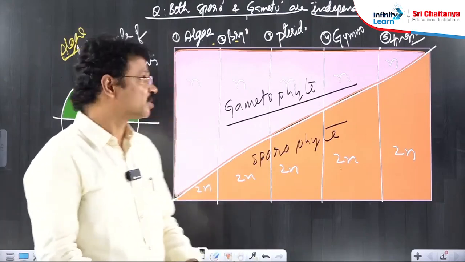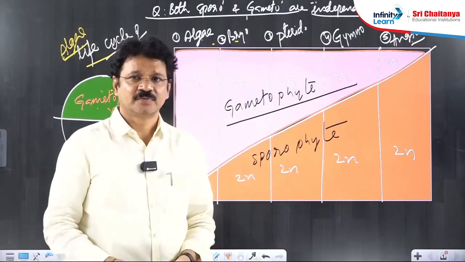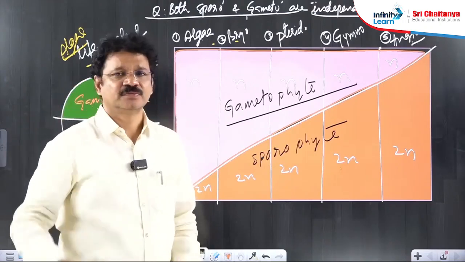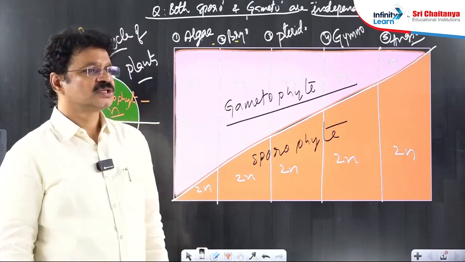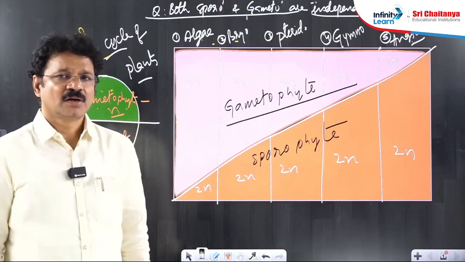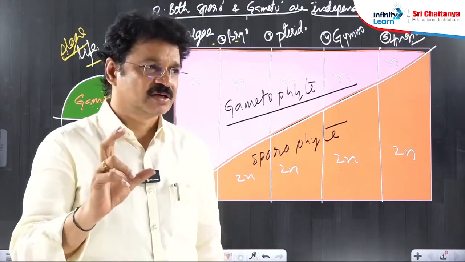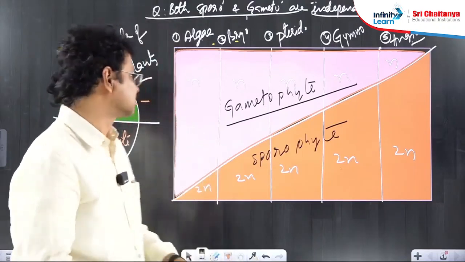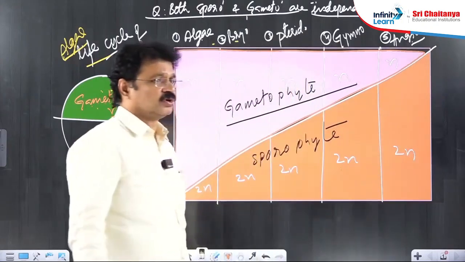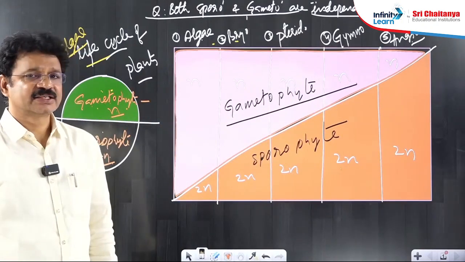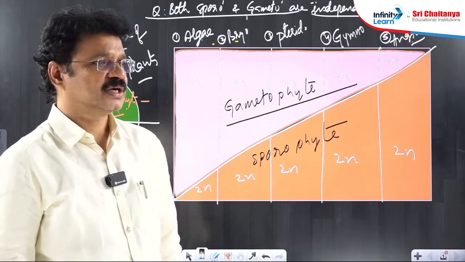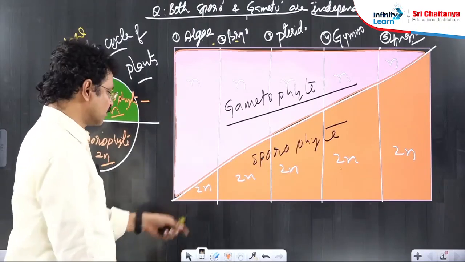In the course of evolution from algae to angiosperms, is the gametophyte in reduction or progressive? Which generation of the plants exhibits progressive evolution, the gametophyte or the sporophyte? Yes, the sporophyte. Observe this diagram clearly.